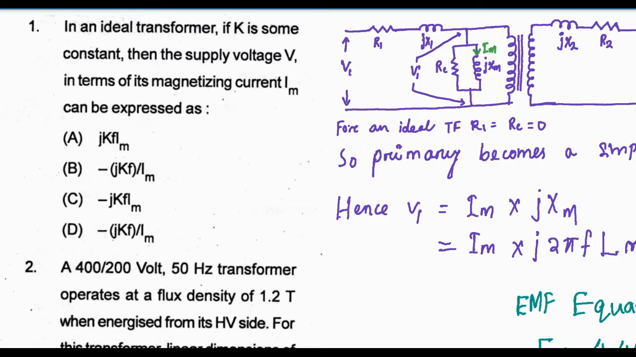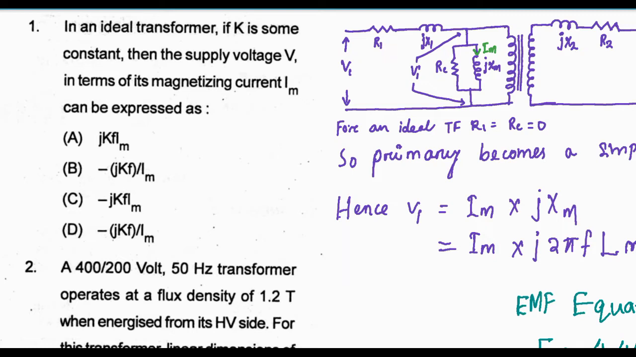Question number 1. In an ideal transformer, if K is some constant, then supply voltage V in terms of its magnetizing current Im can be expressed as option A jkf Im, option B minus jkf by Im, option C minus jkf Im, option D minus jkf by Im.